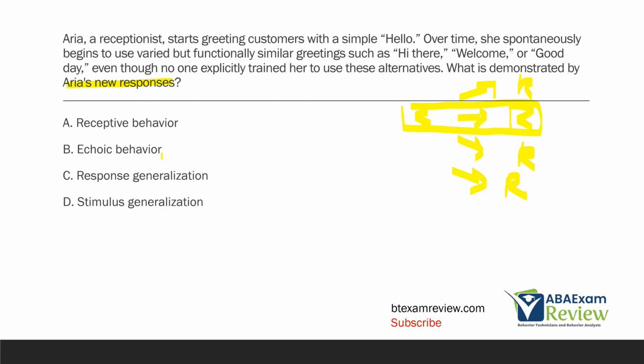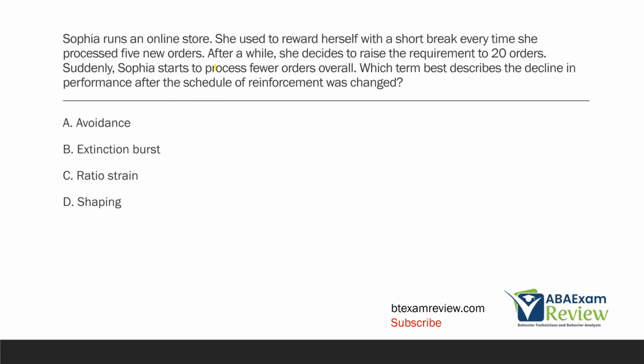Now, what's happening here? Aria is greeting the customers in different ways. C, response generalization. Response generalization is exactly what's described. We've got a single stimulus evoking a multitude of responses. Stimulus generalization is the opposite. We've got a single response occurring in the presence of multiple stimuli. When we have a situation where new responses start emerging, especially untrained or untaught responses, we're going to call that response generalization.